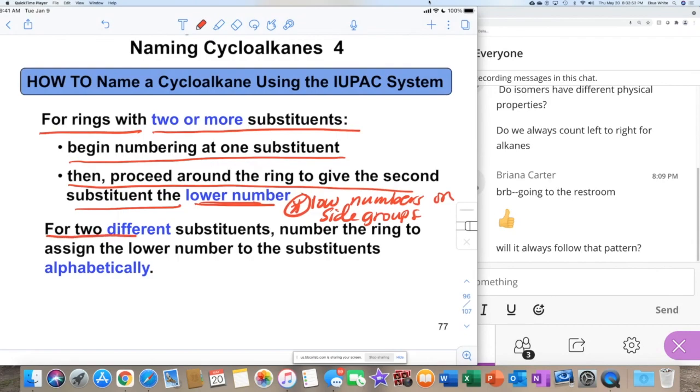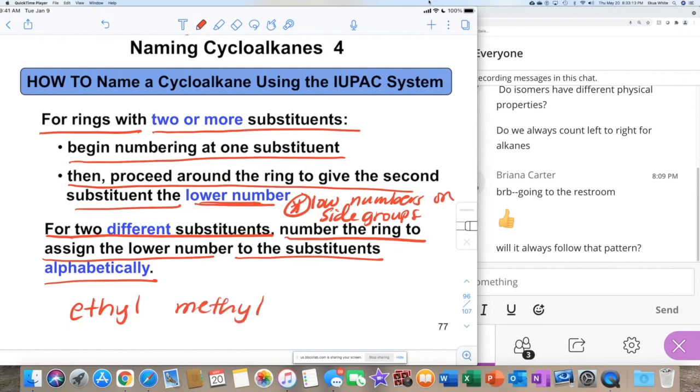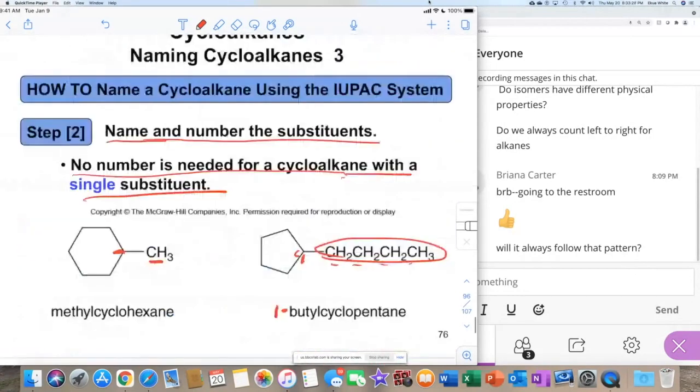Well, what if you have two different substituents? If you have two different substituents, number the ring to assign the lower number to the substituent that comes first alphabetically. Man, they like that lower number and alphabet thing going on. So what they're saying here is if you have an ethyl and a methyl, make the ethyl number one, and then the methyl will be the other number. Okay, because they want the lower number to go with the letter that appears first in the alphabet. They had to come up with something that they agreed on. This is what they came up with, so we just follow them blindly.